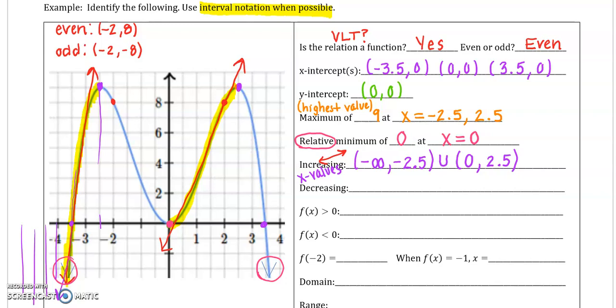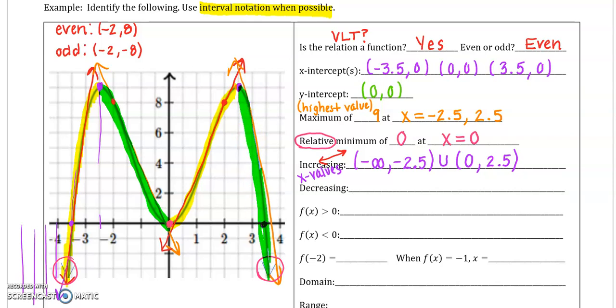Okay, so decreasing is the exact opposite. If I were to draw a line along my curve, notice that this line is going downhill. That means that our graph is decreasing. So I'm going to go ahead and highlight those portions. Just like we did for increasing, we're going to write those sections of our graph in interval notation.